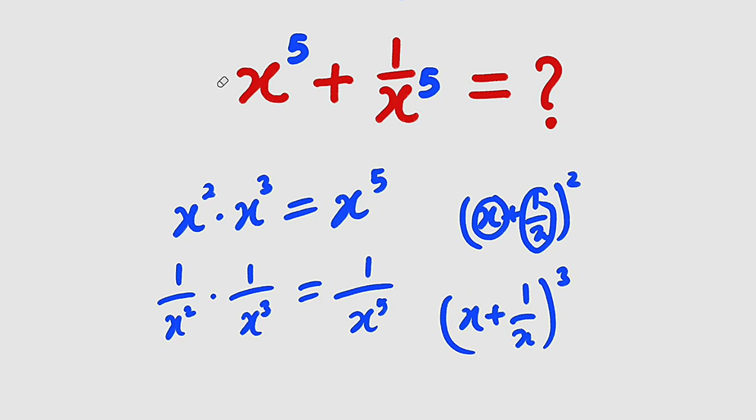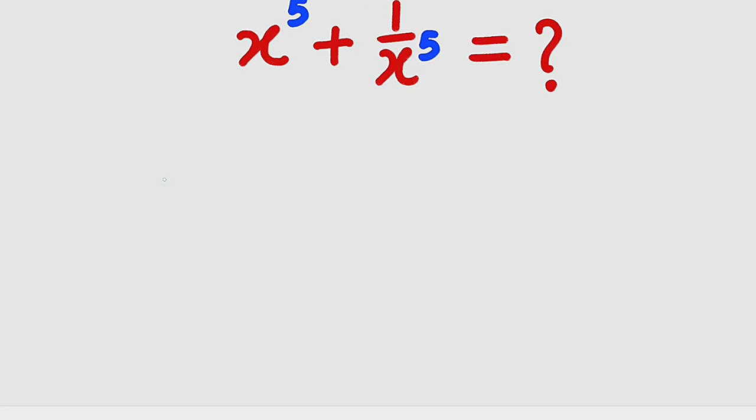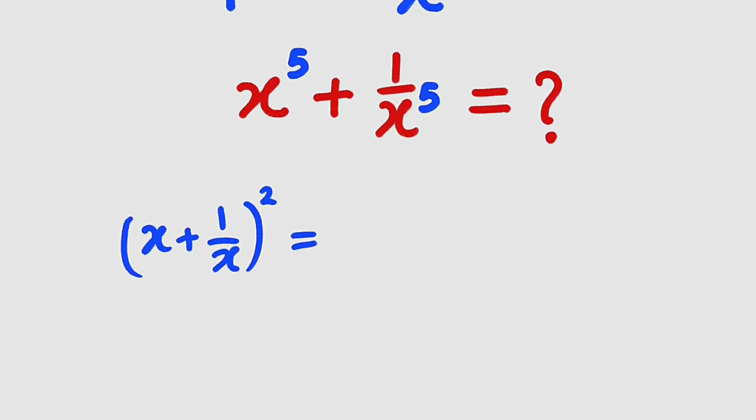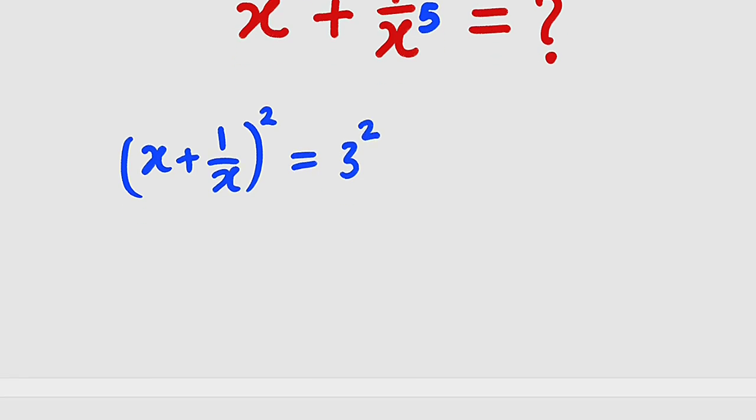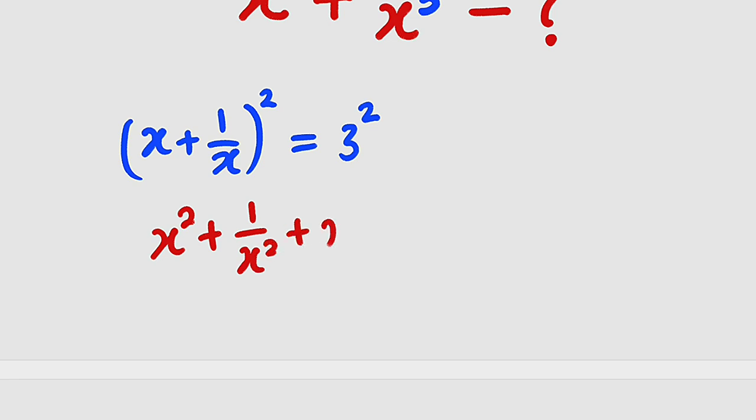Alright, let's do that. So let me start by squaring x plus 1 divided by x. If we take x plus 1 divided by x and square that, we have to square the other side, which is 3 squared. The left hand side can be expanded as x squared, as the first term squared, plus second term squared, that is 1 divided by x squared, then plus 2 multiplied by the first term multiplied by the second term. If you multiply x by 1 divided by x, that will give us 1, and 1 times 2 will be equal to 2. And this is equal to 9.